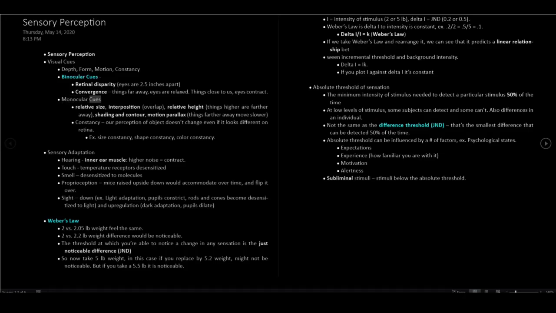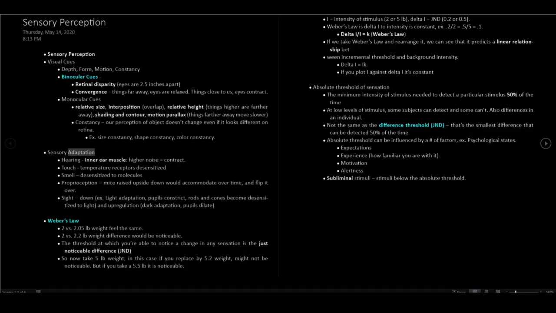Monocular cues: relative size, interposition (overlap), relative height (things higher are farther away), shading and contour, motion parallax (things farther away move slower). Constancy: our perception of an object doesn't change even if it looks different on the retina. Size constancy, shape constancy, color constancy.